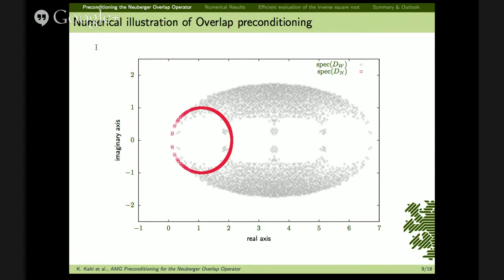Okay. So now this is the preconditioned operator. Now this has these eigenvalues. Am I already over time? No. Okay.